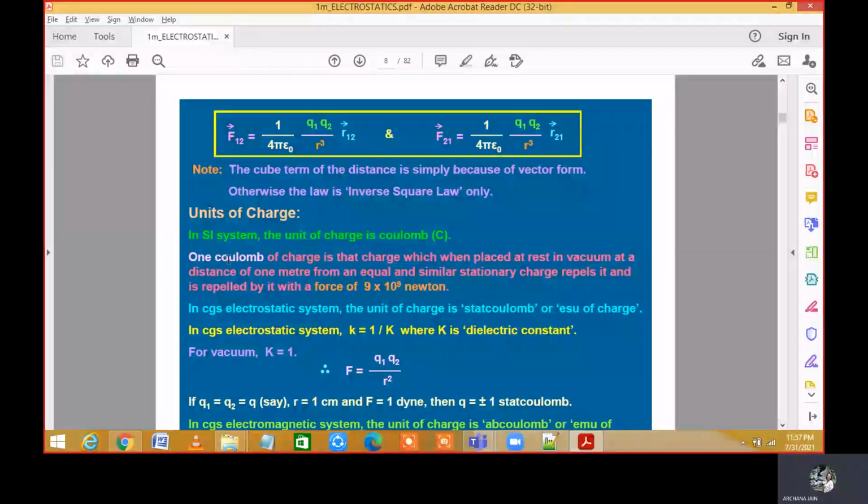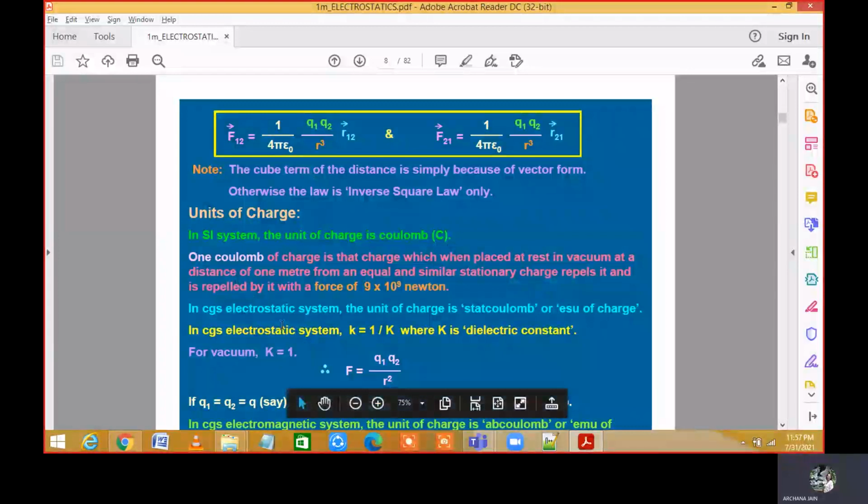That's why it is written: 1 coulomb of charge is that charge which, when placed at rest in vacuum at a distance of 1 meter, we have taken r is equal to 1 meter, from an equal and similar stationary charge, equal means 1 coulomb charge, repels it and is repelled by it with a force of 9 into 10 to the power 9, because the value of 1 upon 4 pi epsilon naught is 9 into 10 to the power 9.